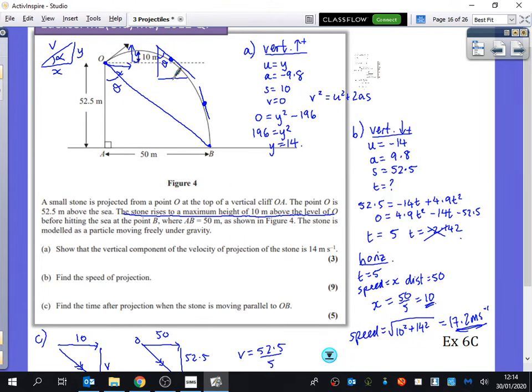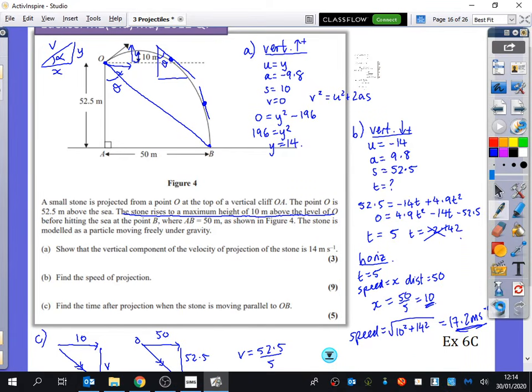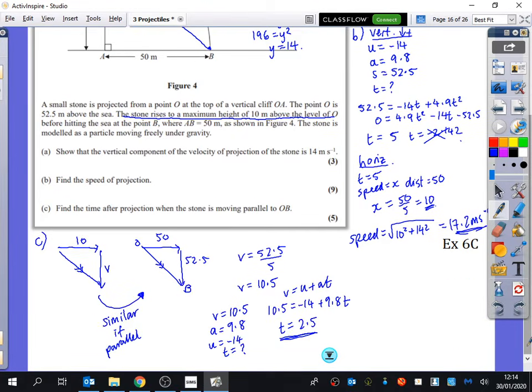And my method of similar triangles is also just a way of comparing those two sides together, okay? So if I show you the way that I looked at part C, this is a diagram that represents the journey from the start point to the point of the floor. And I want this direction to be parallel for the stone. It's going 50 meters across and 52.5 down.